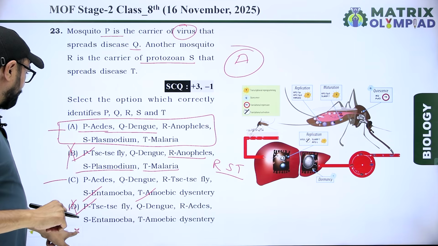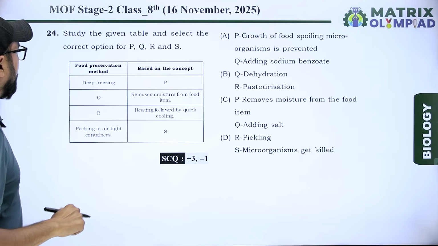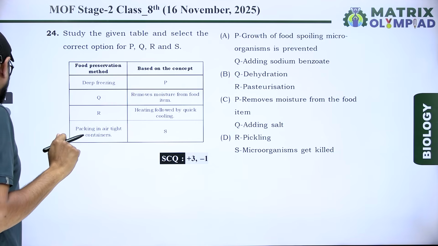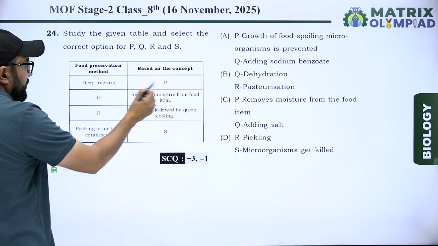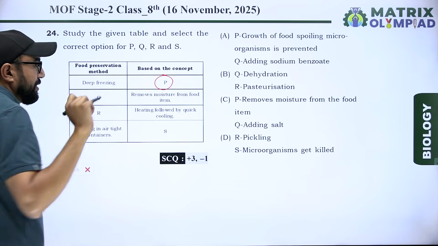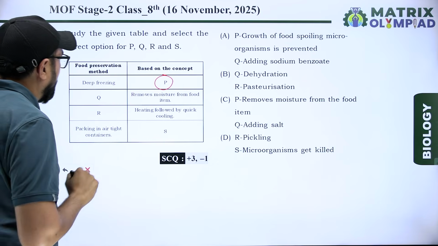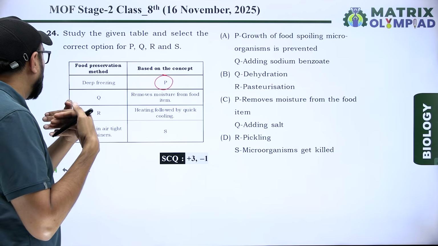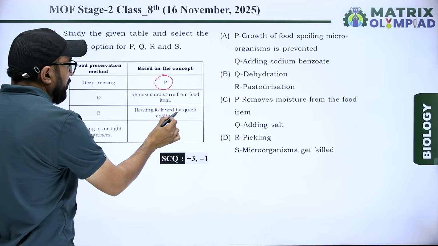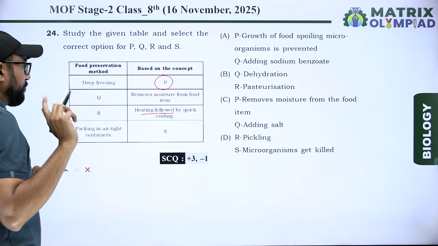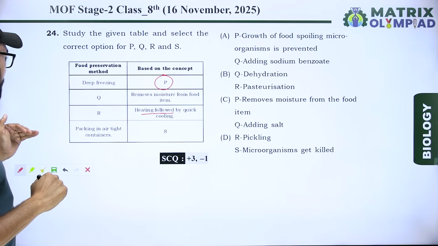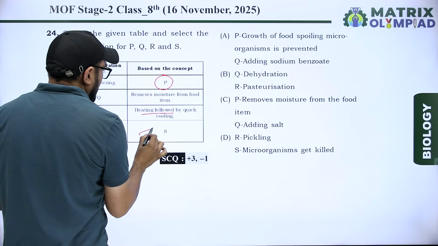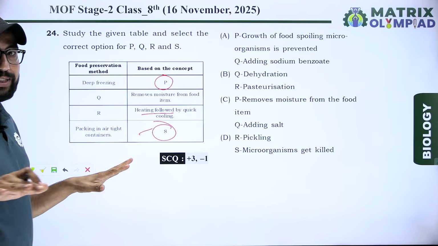Next question: study the given table and select the correct option for PQRS. Defreezing means P. Q: remove moisture from the food item, it means water is removed. R: heating followed by quick cooling, it means pasteurization. Packing in an airtight container is S, it means where no microbes are present.